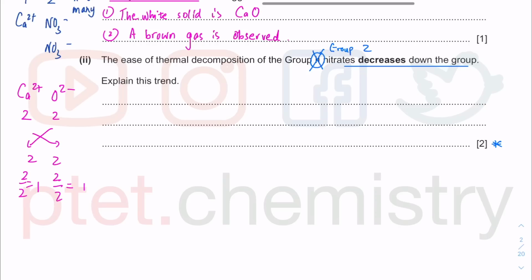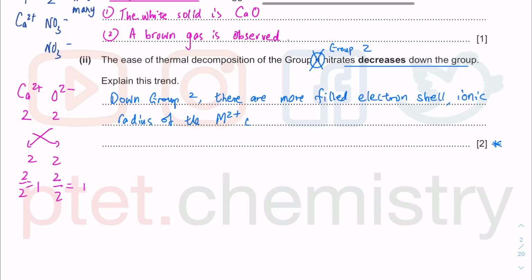The ease of thermal decomposition: how easy is it to decompose? It becomes less easy to decompose. What we can say is down group 2, there are more filled electron shells, so the ionic radius increases. The ionic radius of the M2+, because all group 2 exist as M2+ cations in their group 2 nitrates, will increase, they will get bigger, but still the same plus 2 charge.